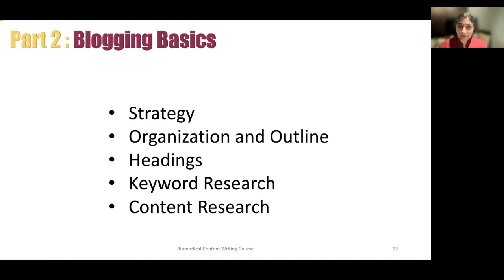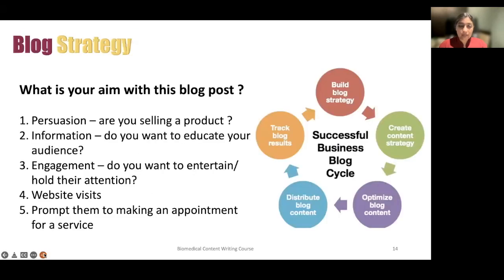Hello, everyone, and welcome to part 2 of medical blogging, the anatomy of a perfect blog. Here we're looking at blogging basics. Over here, we will cover strategy, organization and outline, headings, keyword research, content research. Let's start with our blog strategy.